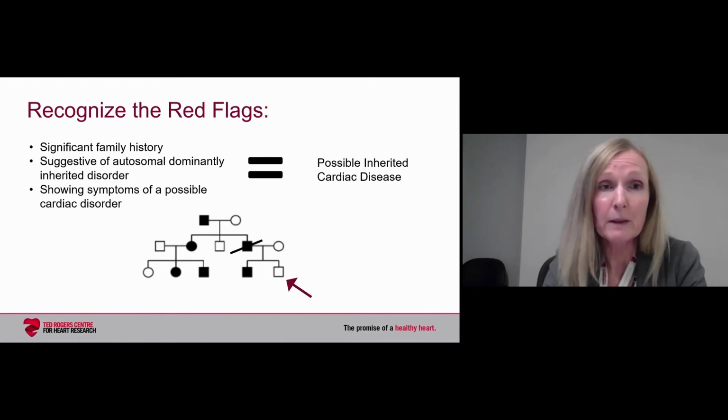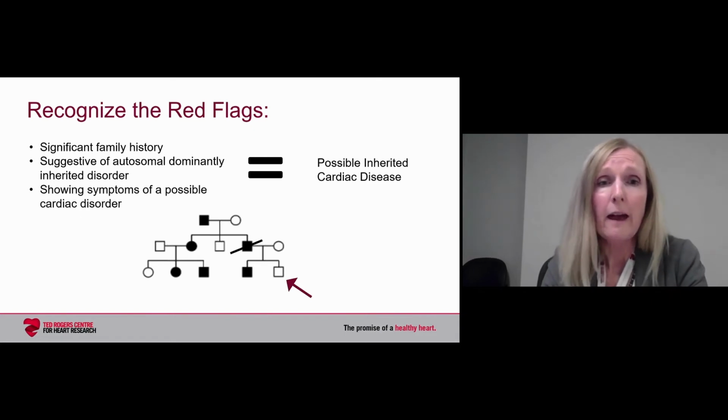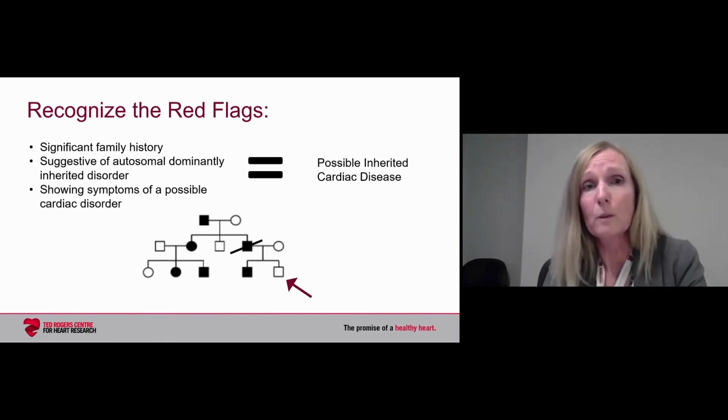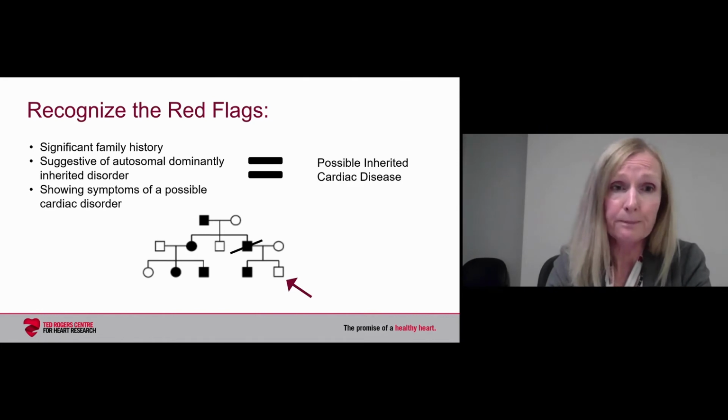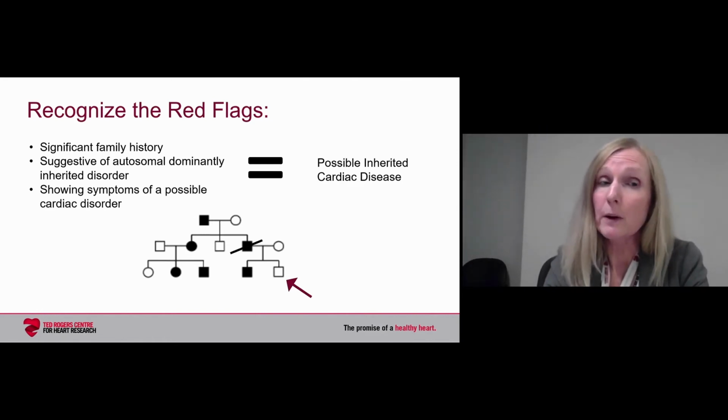So, significant family history. Looking at this family tree or pedigree, you can see that the shaded individuals indicate people who are affected or potentially affected by a heart condition. And this is very suggestive of an autosomal dominant inherited disorder. You also recognize that Martin could potentially be showing symptoms of a possible cardiac disorder. So all of this leads you to the conclusion that he may actually have a type of inherited cardiac disease.